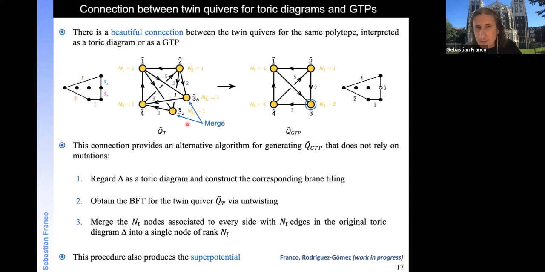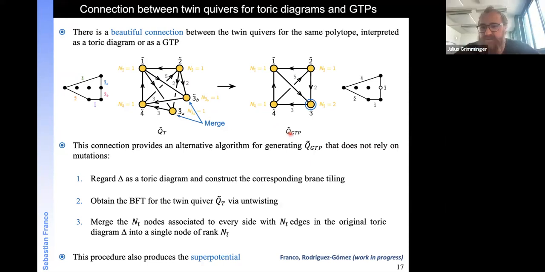You might merge nodes, but you're not going to Higgs two SU(N) groups into an SU(2N) group. Right. No, of course not. But it's the opposite arrows.